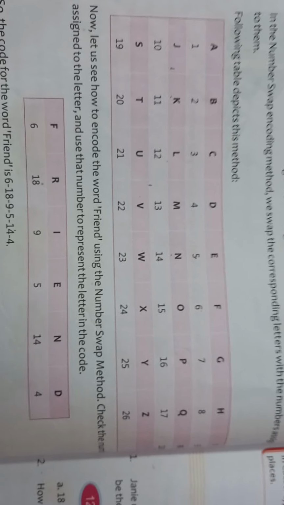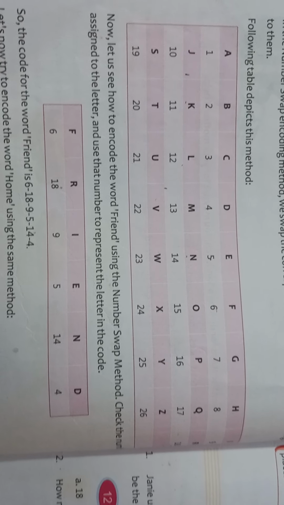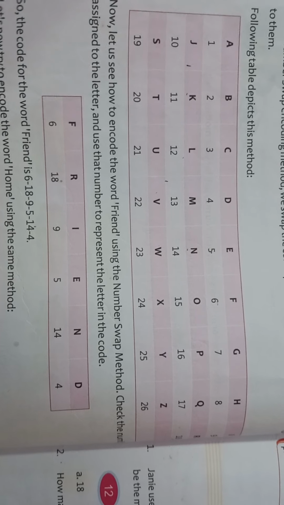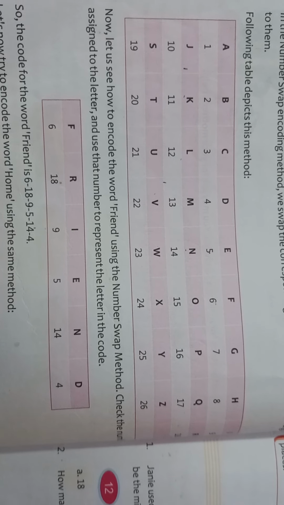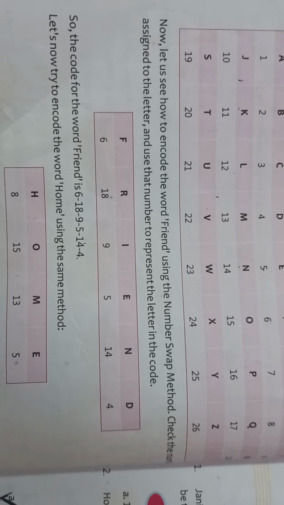A is 1, H is 8, U is 21, and L is 12. This is the code word for Rahul. So simple, as given in your book also.